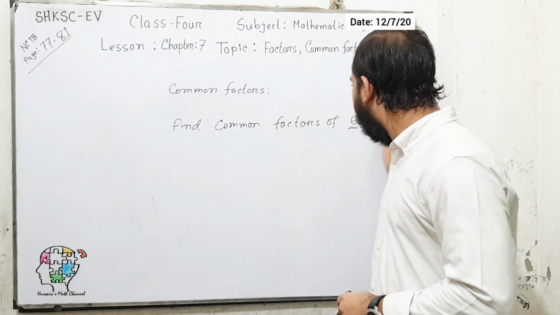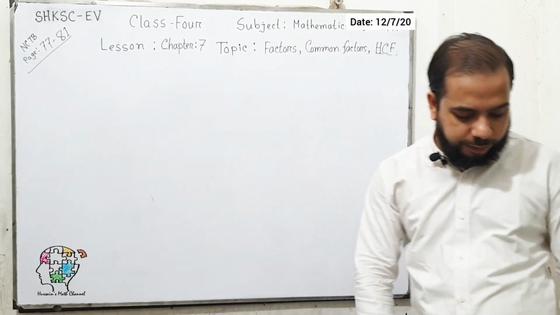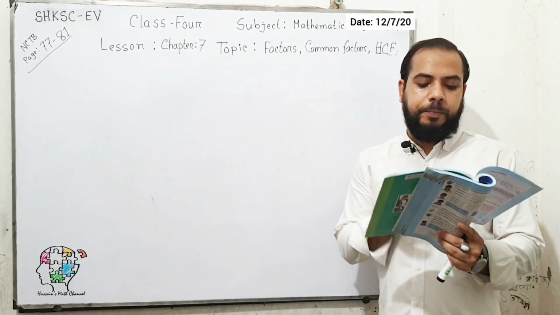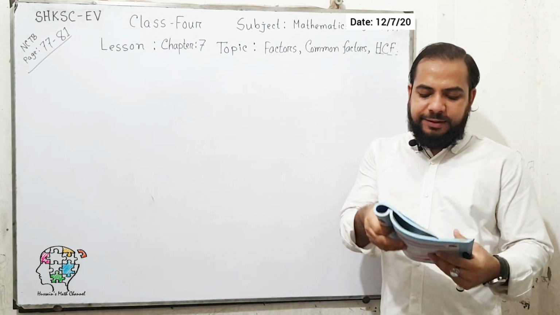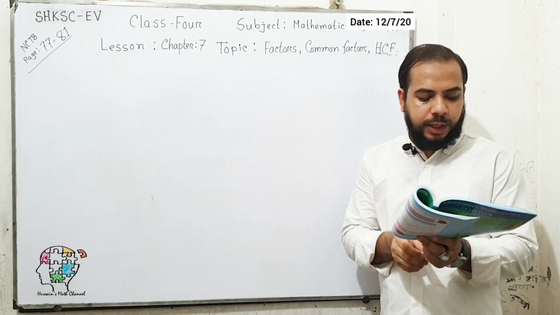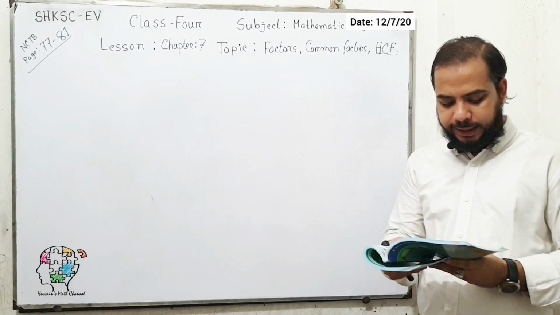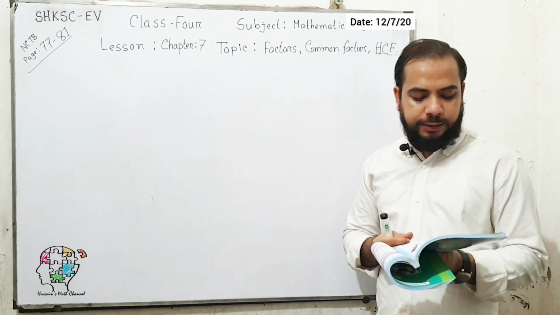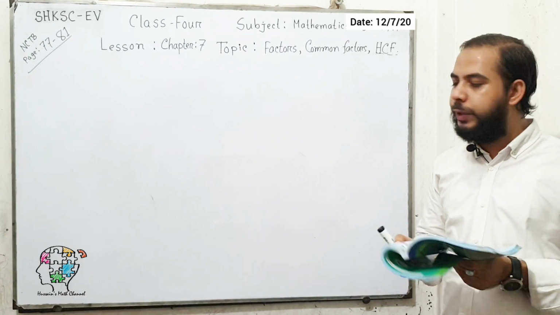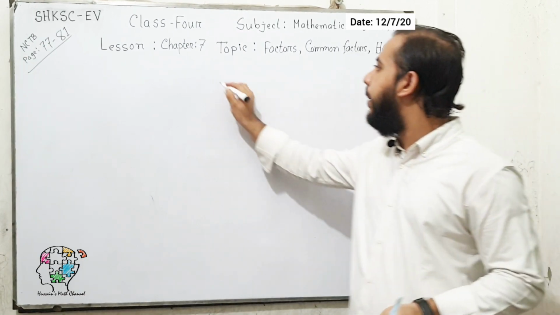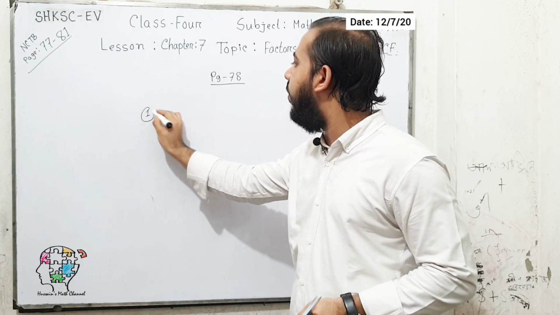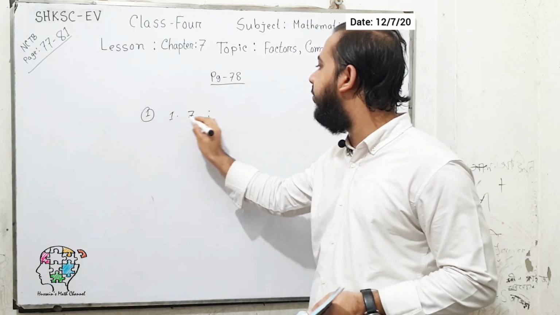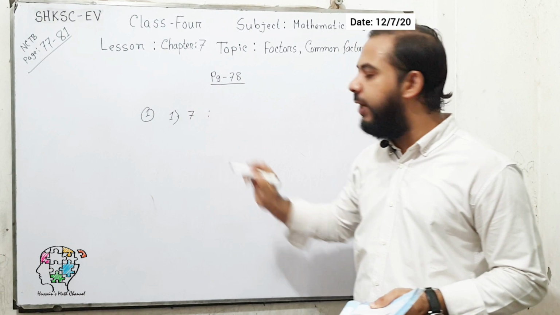Okay. Now we will solve some problems from your textbook. Page number 78. In the bottom side, you can see some questions. Question number 1: find all the factors. You have to find the factors of 7.